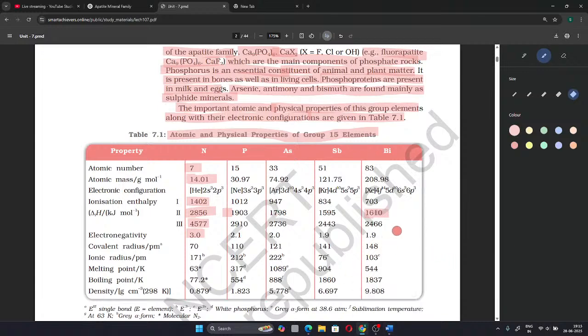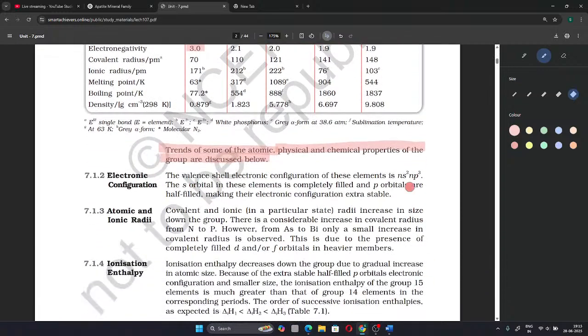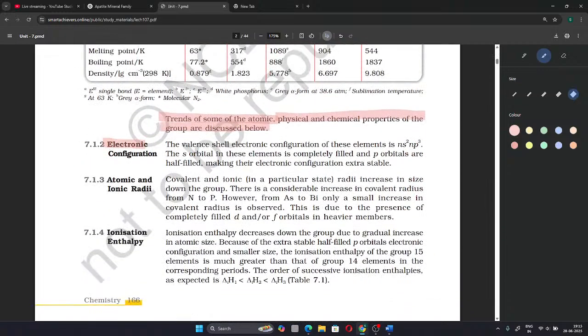Okay, now let's see the next topic, which is the electronic configuration of the 15th group elements. The valence shell electronic configuration of these elements is ns2np3. The s orbital in these elements is completely filled and the p orbitals are half filled, making their electronic configuration extra stable.